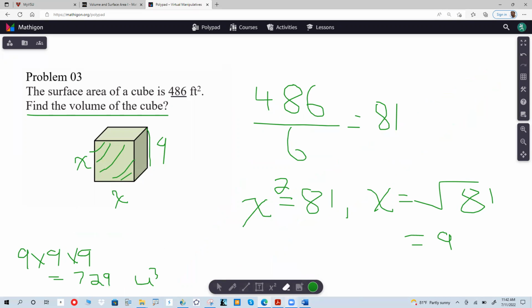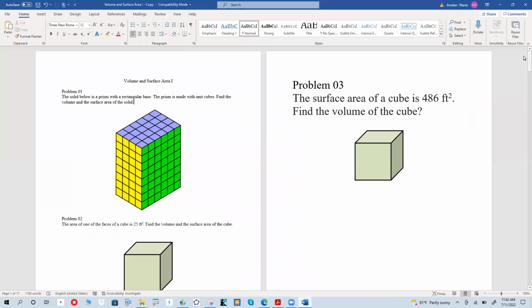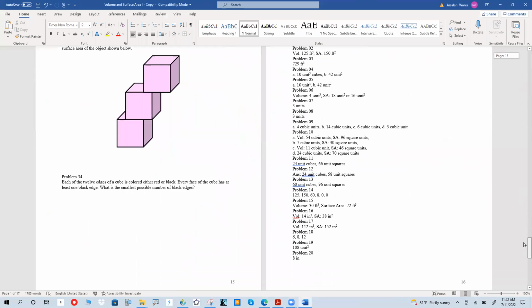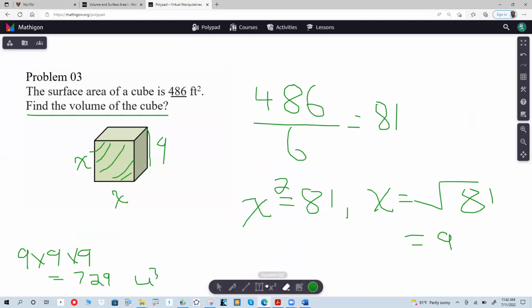I'm going to quickly check my answer. I'm going to pause here a little bit. So number 3, we're getting 729. Not bad. It says unit feet cubed. Okay, sure. Let's fix that. FT to the power 3.